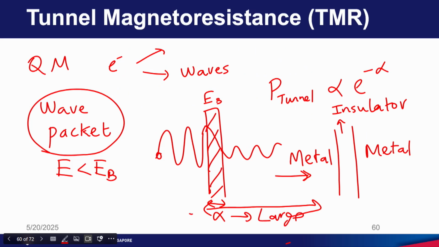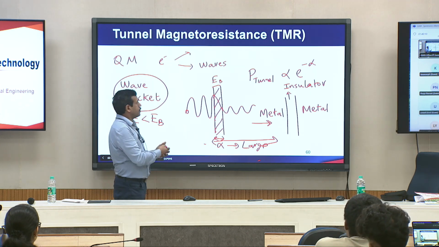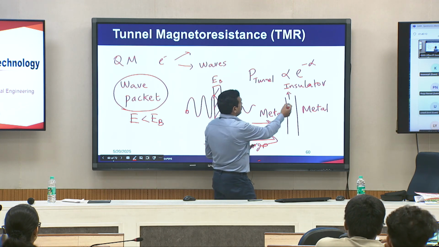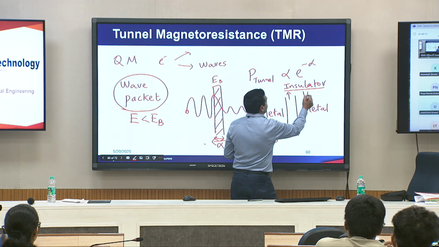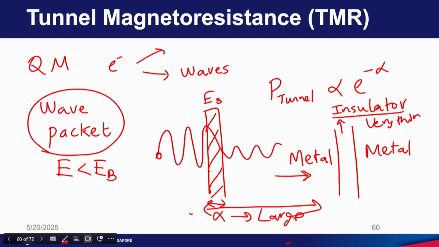So, the electrons do not tunnel from the current carrying wire to your body, because the alpha is very thick. But if you make the alpha, the barrier, very thin, then there is a probability for electrons to tunnel. So, in this case we need to make this insulator very thin, that is important. If you make the insulator 1 nanometer or about 2 nanometer, then electrons can tunnel from this metal to the other metal.